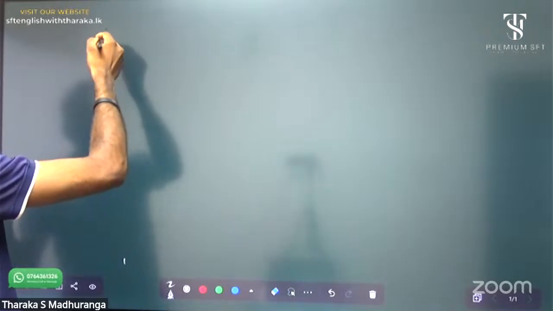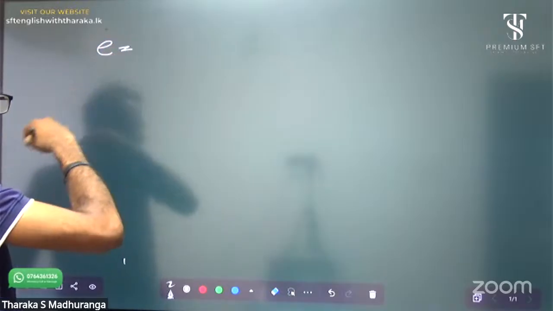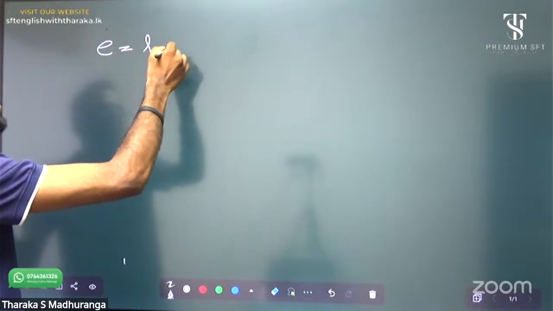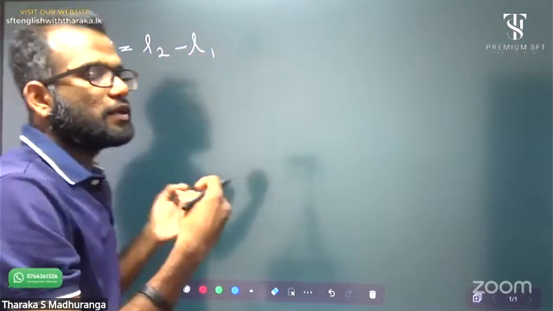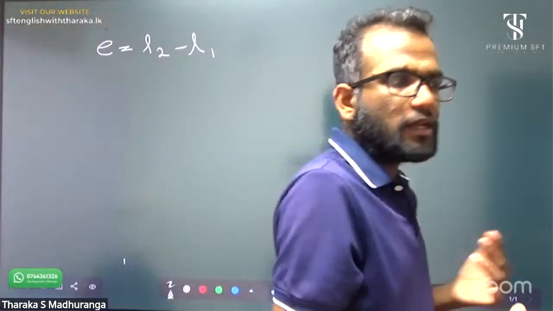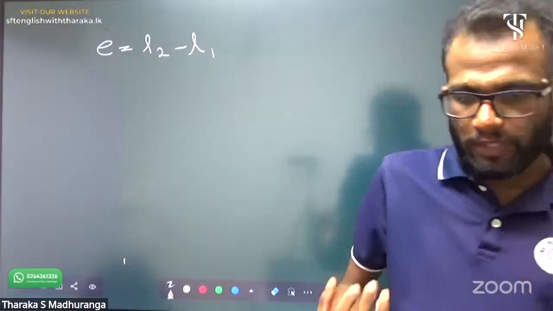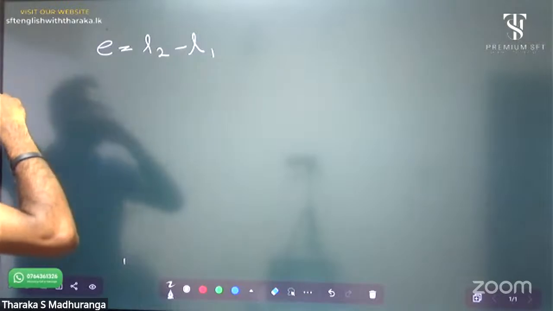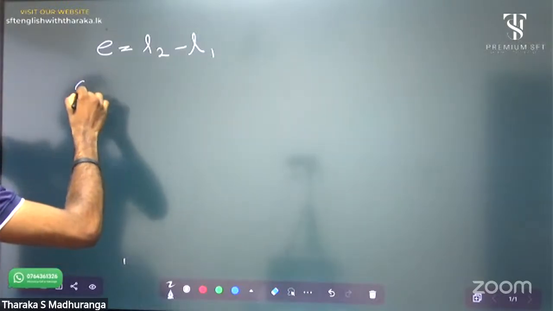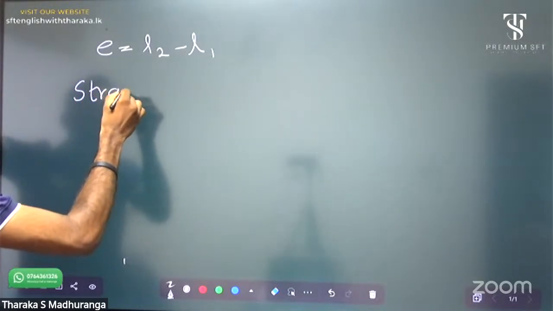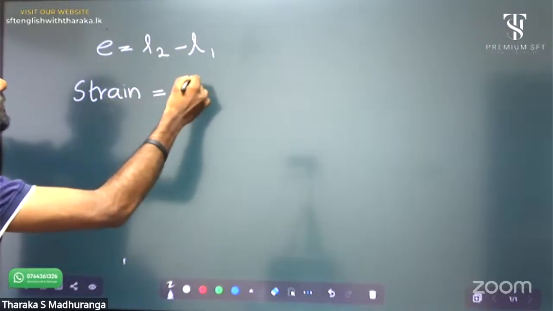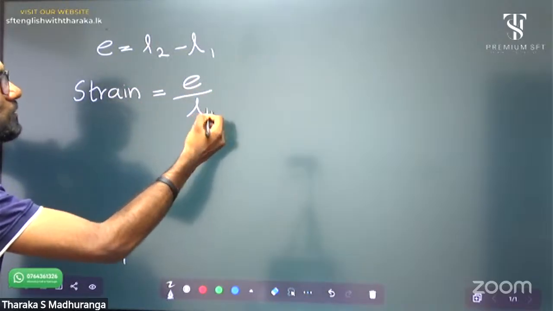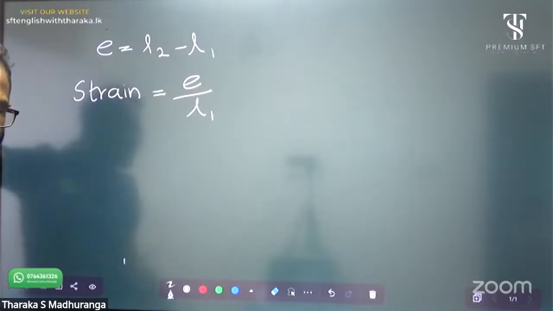The extension equals L2 minus L1, that means final length minus initial length. The increase in length of any elastic object is the extension. Then what's the meaning of strain? Strain is extension over initial length. Extension over initial length, that's the meaning of strain.